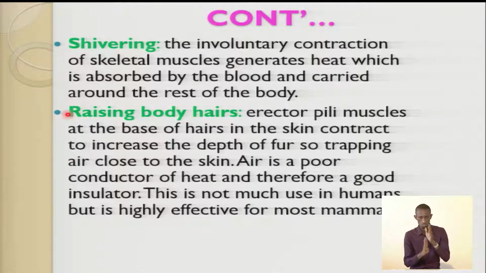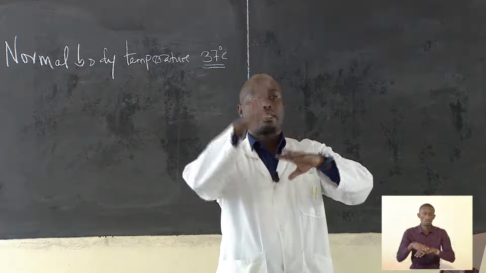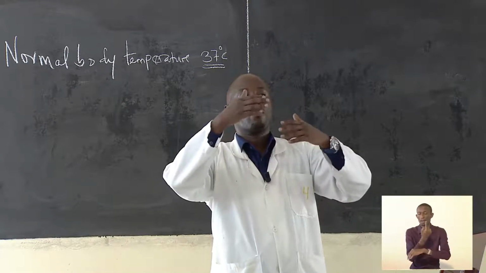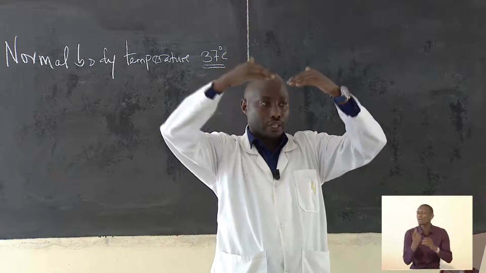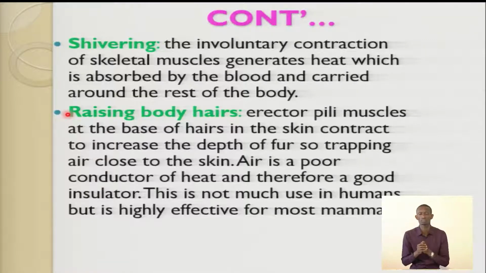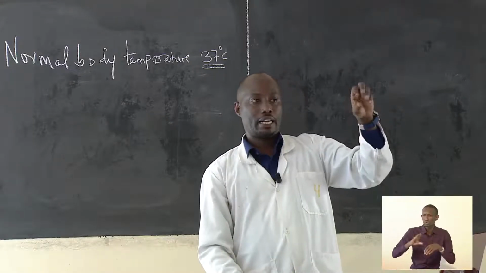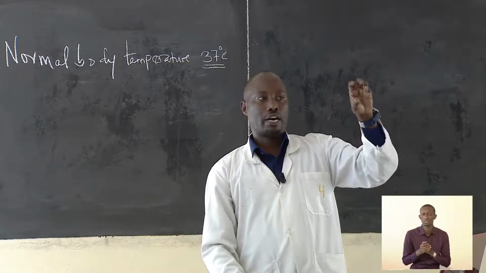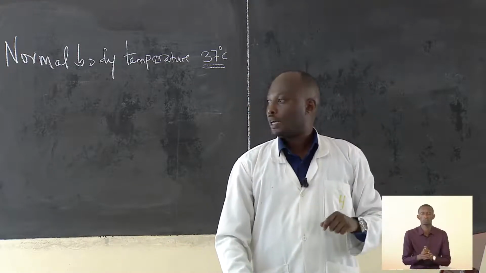We have another one, which is called raising of the body hair. When the hair on the body is raised up, it prevents heat from escaping from the body. The erector pili muscles at the base of the hairs in the skin contract to increase the depth of the fur, so that it traps air and moisture across the skin, and air is a poor conductor of heat, therefore a good insulator. Once it traps the moisture and air, that acts as a bad conductor of heat and becomes an insulator, so heat will no longer escape from the body.